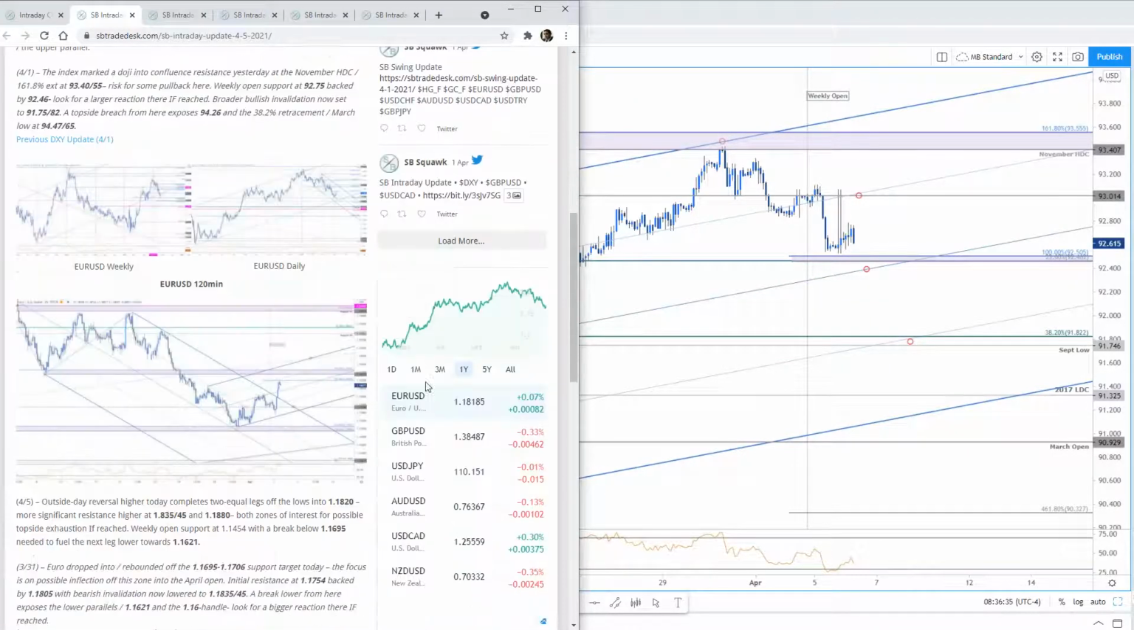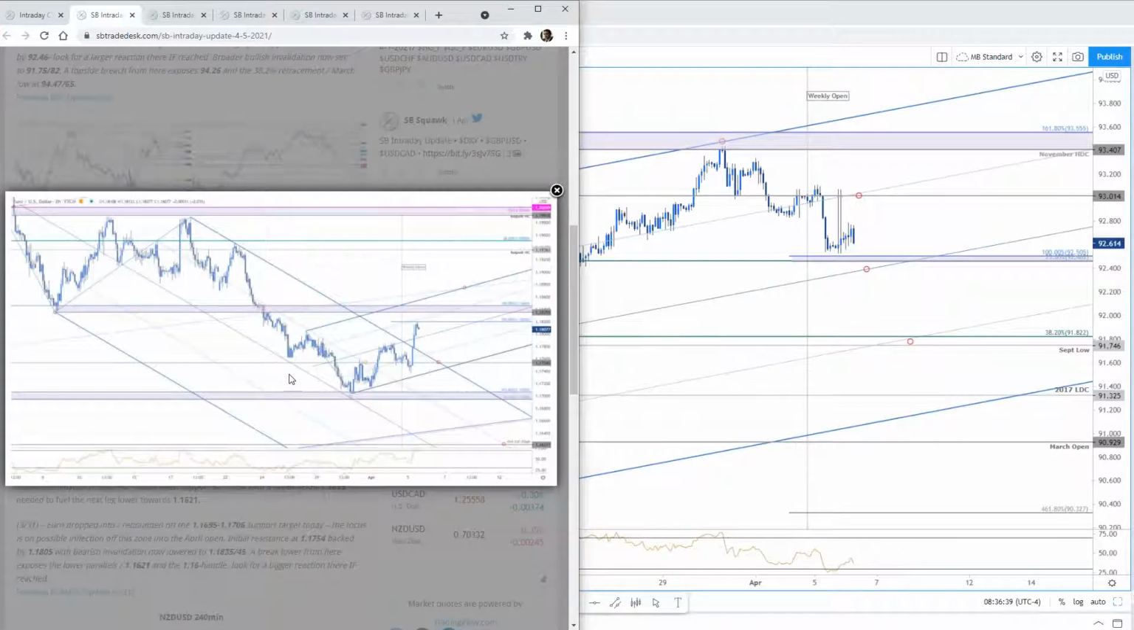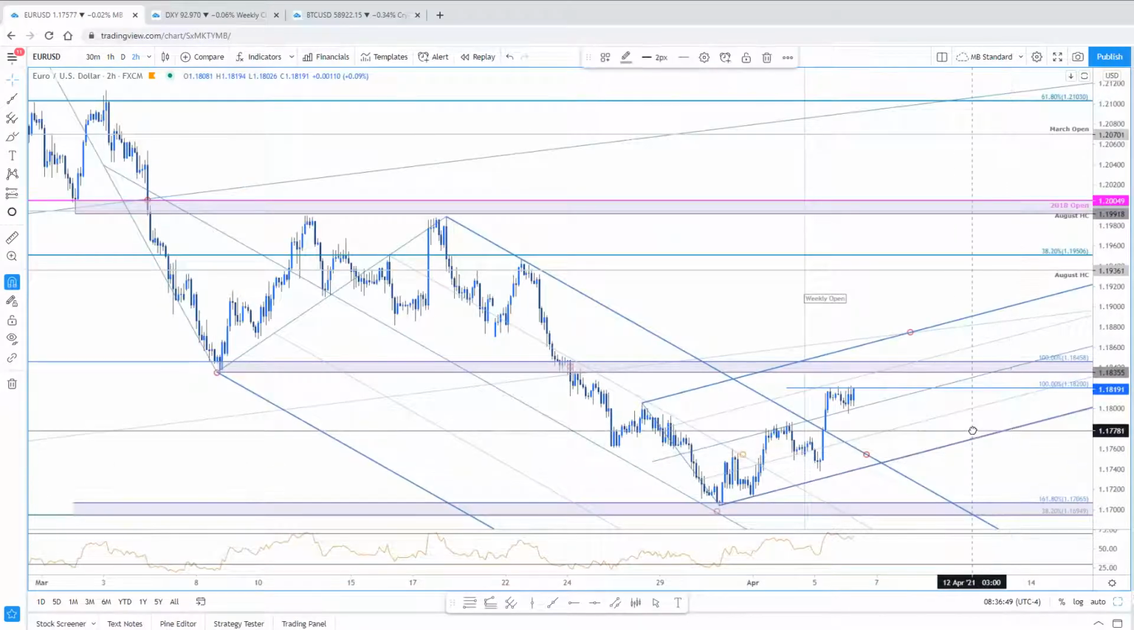Also yesterday, we covered the euro. And this is an interesting one because the breakout as of last night had completed 2 equal legs off the low. That's exactly 118.20. We're still holding that high. You know, we're still right there.